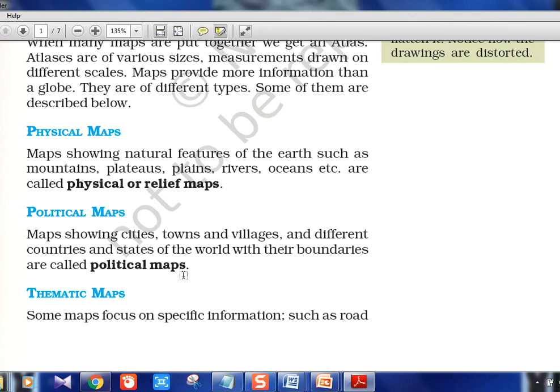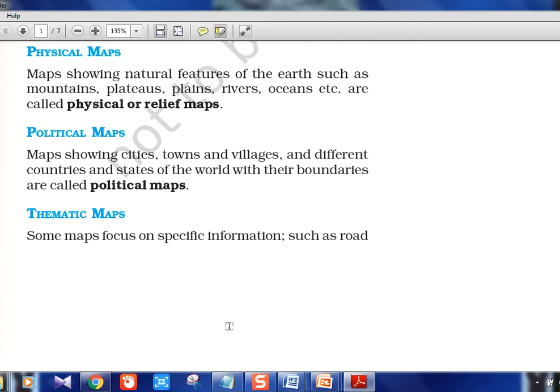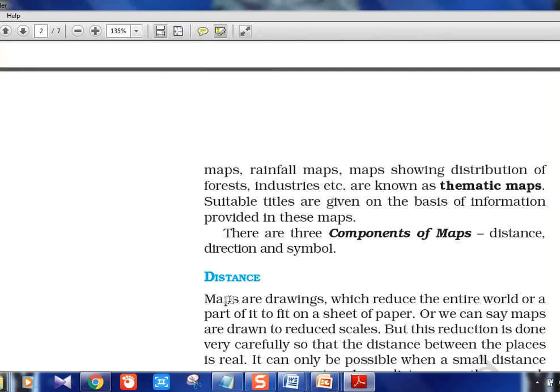So basically 3 types of maps are there. Physical map, political map, obviously all of you will know. Physical map has the basic things: mountains, plateaus, all the geographical features. Political map is the one where we see India or any continent with their countries and states aligned, where we see the boundaries of the places. Thematic maps is something maybe you have not heard. It focuses on specific information such as road maps, rainfall maps, and all these things. When you are going a little more deeper, or zoomed in to different places, you have to show different things, right? That is called the thematic maps.